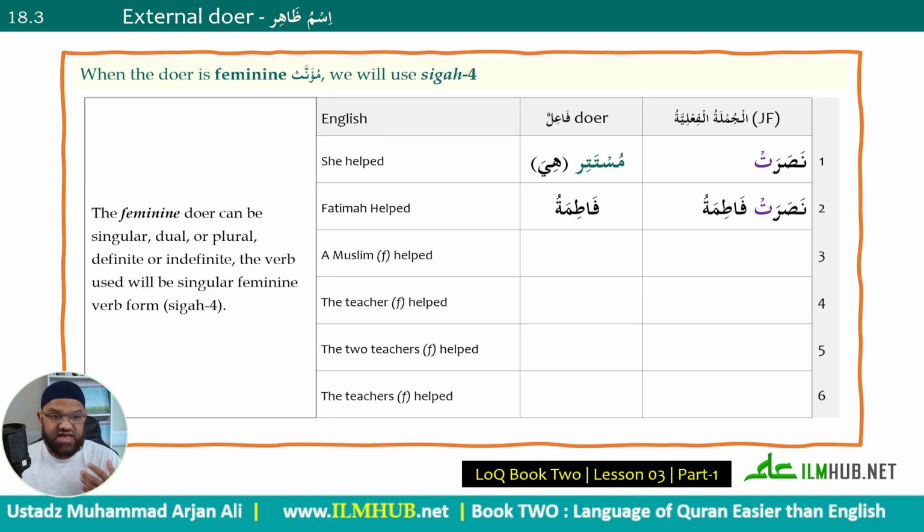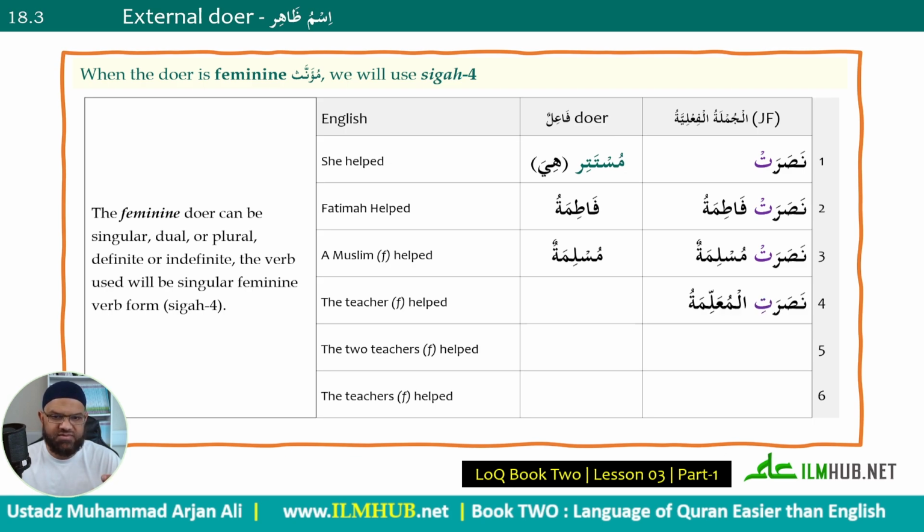So the opposite. Next, I want to say a Muslim, bracket female, helped. So again, we have Nasarat because it is feminine. Muslimatun, a Muslim. And of course, the Muslimatun is my doer. I ignored the she version.